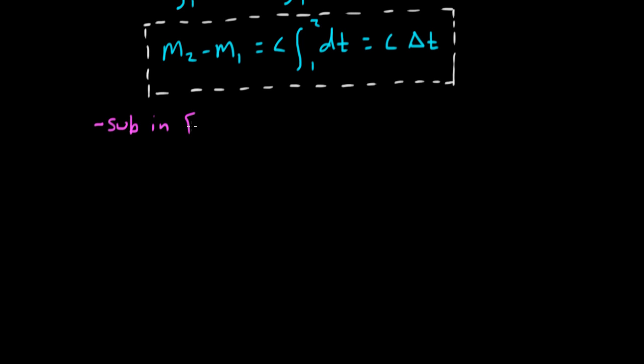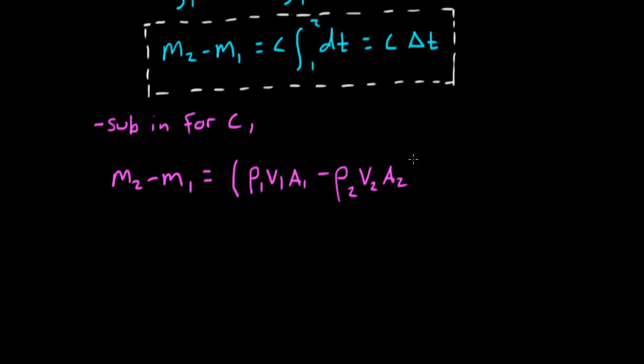Finally, we substitute the right-hand side of the mass balance for C and see that the final mass minus the initial mass is equal to the density times velocity times area at Station 1 minus the density times velocity times area at Station 2, all times the time interval.